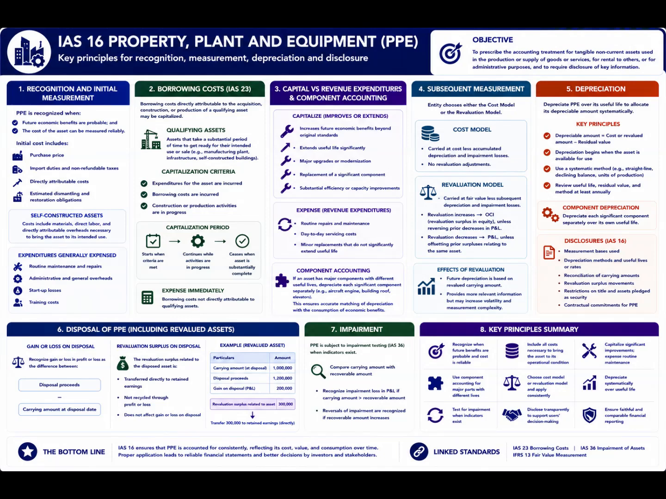Investment properties are accounted for under IAS 40 and differ significantly from owner-occupied properties covered by IAS 16. Investment property refers to land or buildings held primarily to earn rental income or benefit from capital appreciation rather than operational use. Unlike ordinary PPE, investment properties may be measured using either the cost model or fair value model.